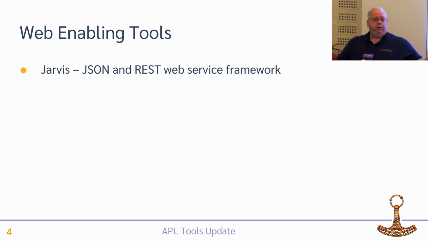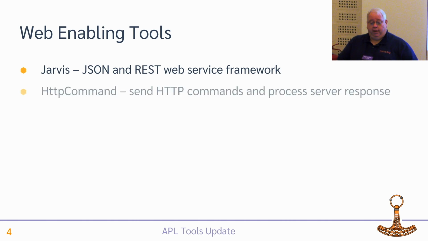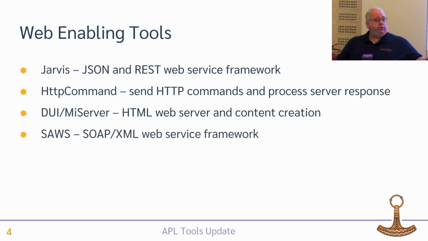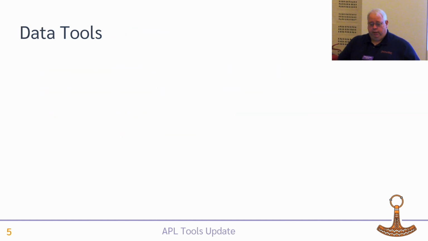And just to go over some of the categories of tools, we have some web enabling tools. There's Jarvis, which Morten's mentioned a few times, and a couple of people will be speaking about later today. We have HttpCommand. We've got Dewey and MyServer, which are basically the same thing. Dewey is the next generation of MyServer, so it's a web server and content creation library. We have Saws, which was the original project that I worked on when I started working with Dyalog, which was also a web service framework that uses SOAP and XML. And I actually gave a talk at APL 2010 in Berlin on Saws.